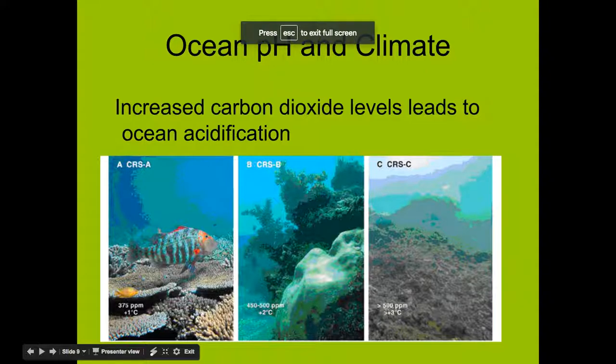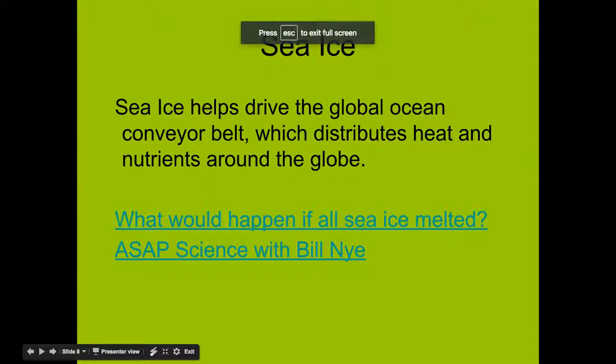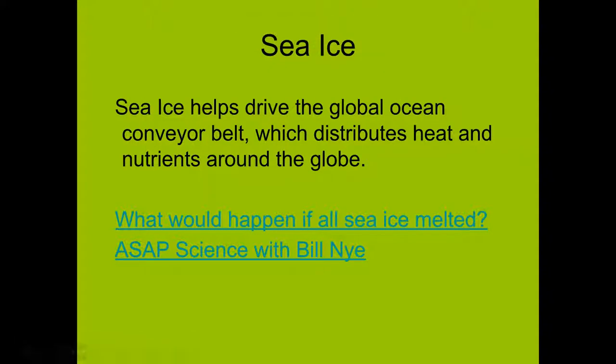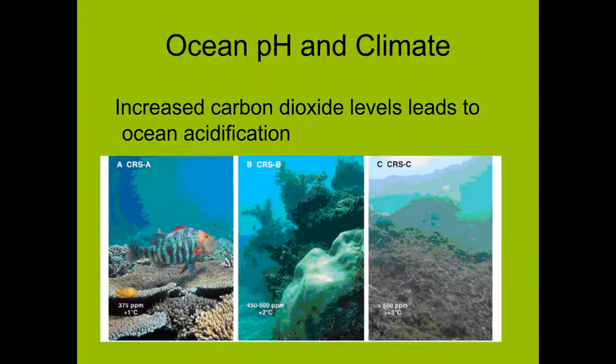All right, and we're back. So hopefully you saw with sea ice melting, we would lose a lot of habitable space. Most people live by the coast. And we would have a disruption of that global ocean conveyor belt. So let's carry on our discussion about how climate change impacts the environment with ocean pH.